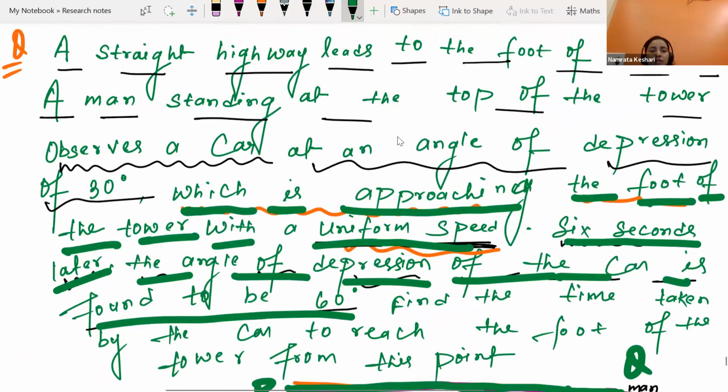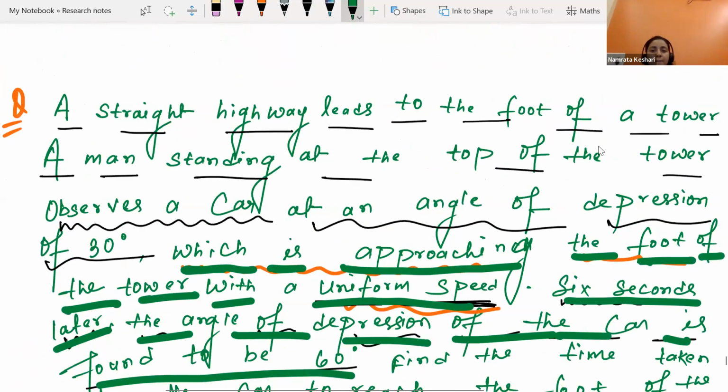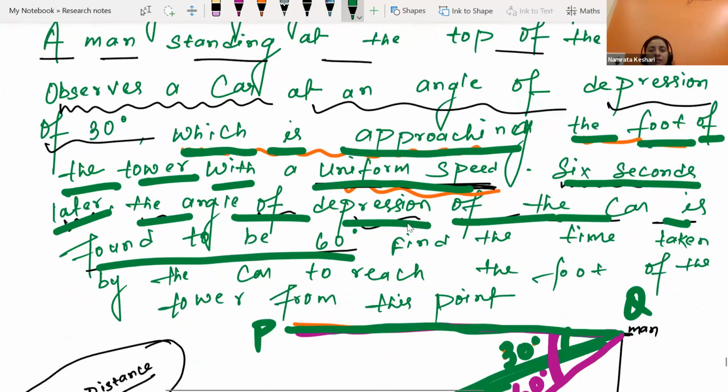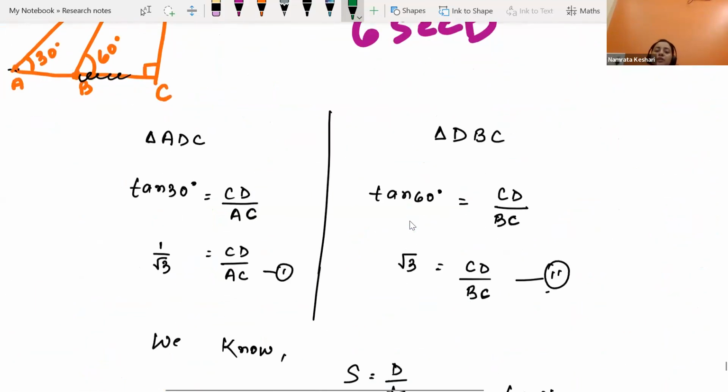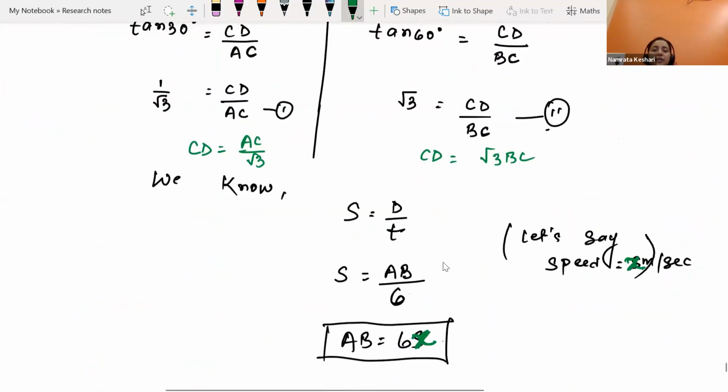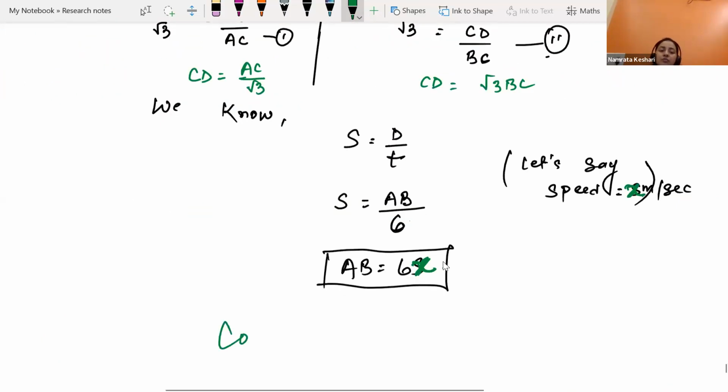Anything else is given over here? Let me check. No. Okay, 60 degree, 30 degree, and that's it. We have two equations. We can write here that CD is AC by root 3, and over here CD is root 3 BC. Then we can compare both the equations 1 and 2.